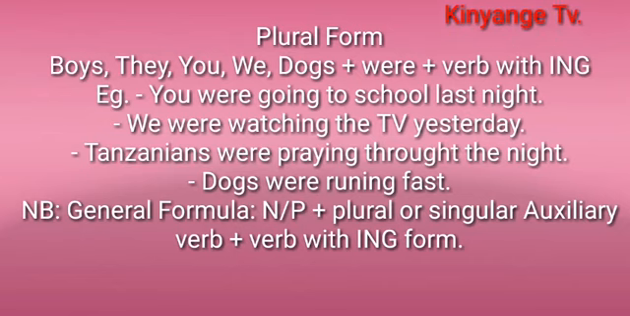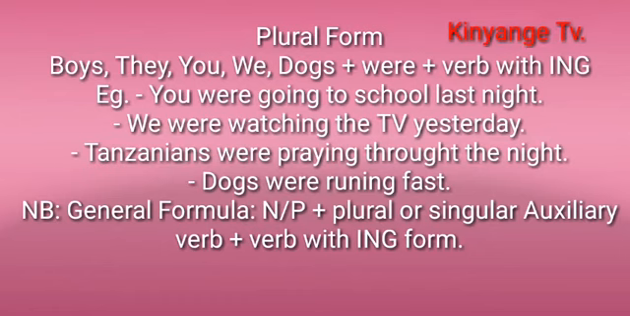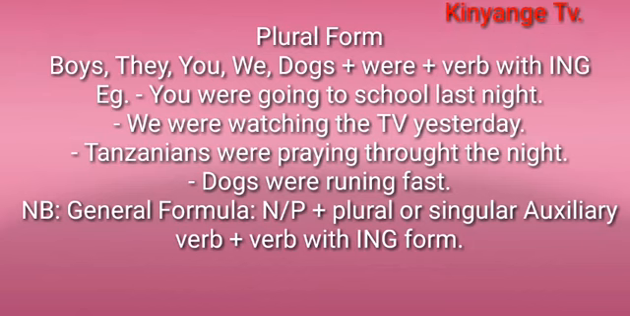In these examples, take the first one: you were going to school last night. You is plural. Were is an auxiliary verb which is used with a plural subject, plus the verb go which has been added with the ing form to form a past continuous tense. It is read: you were going to school last night, and last night is an indicator of the past tense. Therefore, all sentences here are in the form of past continuous tense, in the plural form.